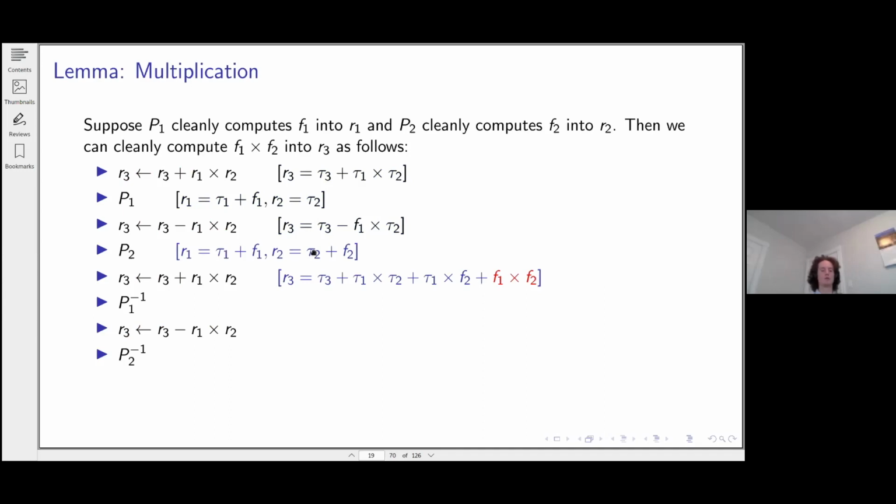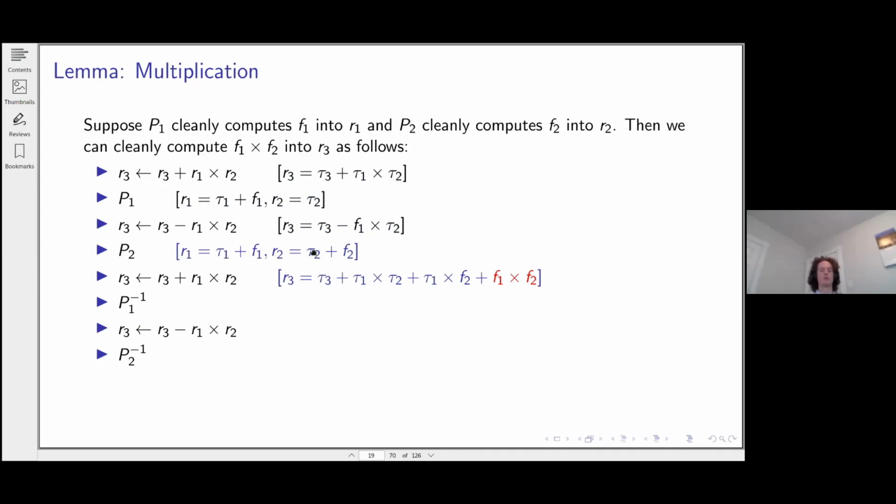And once we add register 1 times register 2, we will cancel out that f1 times tau2 we had from the previous step, but we add a bunch of stuff to replace it. So we add back tau1 times tau2. We also add this annoying term tau1 times f2, but we also managed to add f1 times f2. So if you remember what we're trying to do here, f1 times f2 is what we're trying to compute in the end. So the only thing we have left to do at this point is clean up.